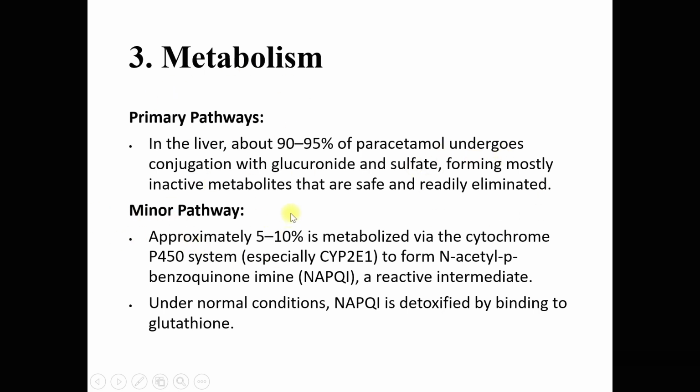Minor pathways, there are also minor pathways. Approximately 5 to 10% is metabolized via the cytochrome P450 system, especially CYP2E1, to form N-acetyl-p-benzoquinone imine, or NAPQI, a reactive intermediate. Under normal conditions, NAPQI is detoxified by binding to glutathione. As you know, glutathione is a scavenger.